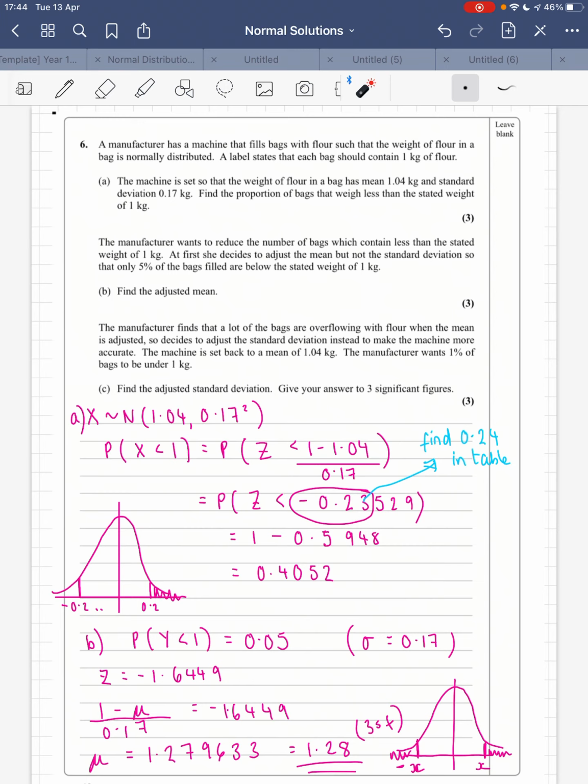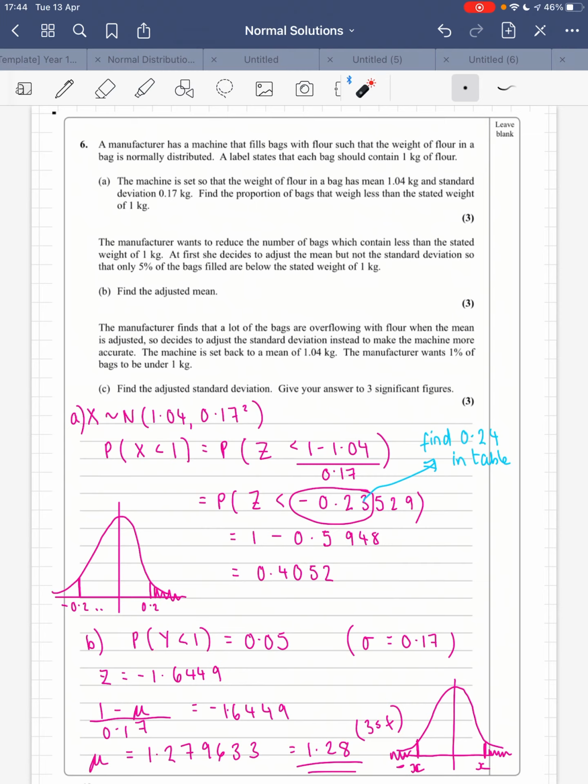So I found the probability that Z is less than 0.24, and then I've done 1 minus that value to get the proportion of bags that weigh less than the stated weight, which would be 0.4052. It's all about using the symmetry of that distribution.